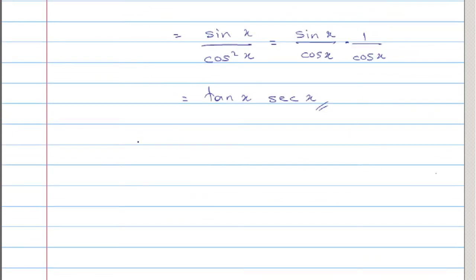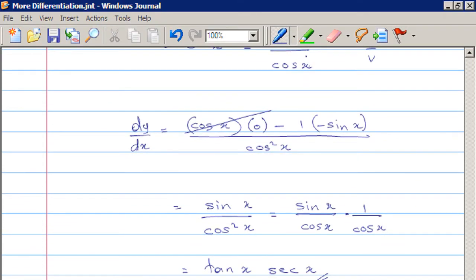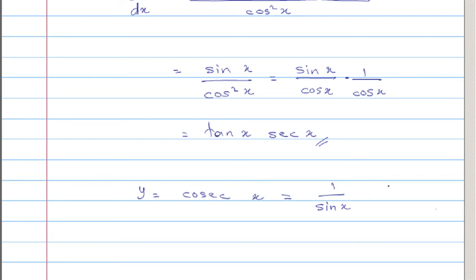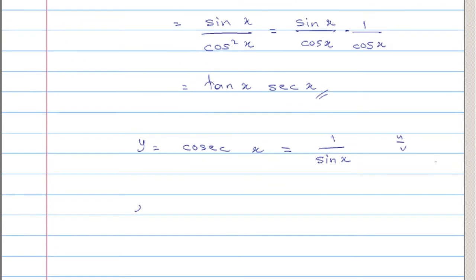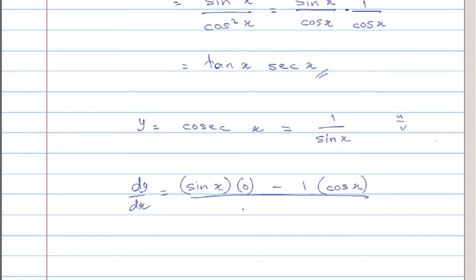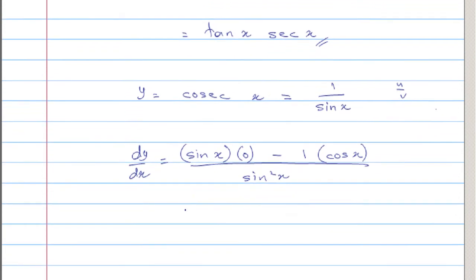Okay, let's now go to the cosec x function. So let's take y equals cosec x. How do I derive what dy over dx is? So once again, the trick is to use the same rule as before. Rewrite cosec x as 1 over sine x, and then use the quotient rule, u over v. So once again, I get dy over dx is equal to sine x times the derivative of 1, which is 0, minus the numerator times the derivative of sine x, which is cos x, divided by the denominator squared. So that's sine squared x.